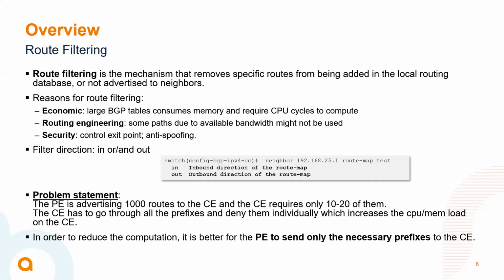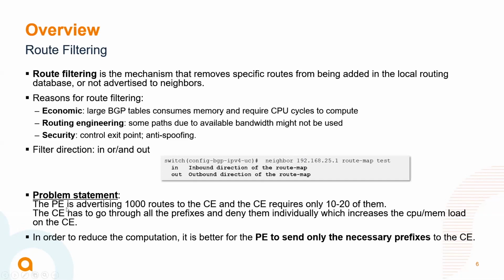Those filtering directions could be inbound or outbound when you apply a route map with filters on a BGP neighbor or a BGP peer group. Now let's go back to the problem statement that we initially had in mind for the economic reason, to minimize the number of BGP tables. That was the first use case that drove the creation of that new feature, the outbound route filtering.